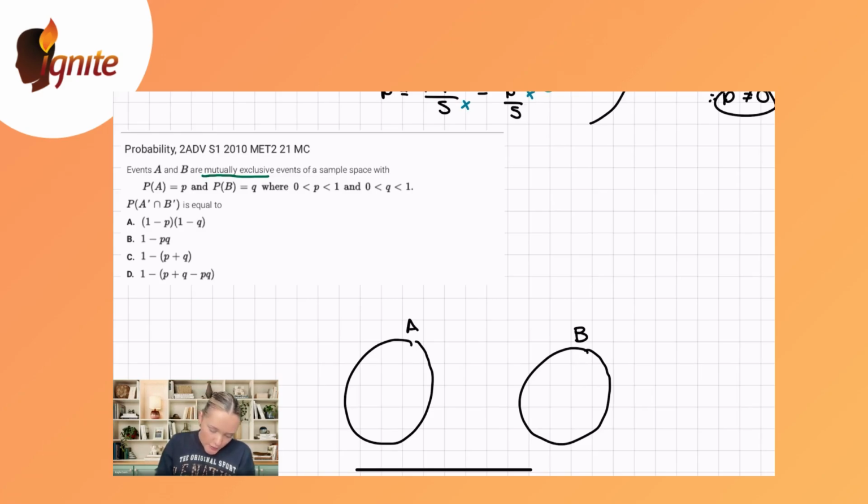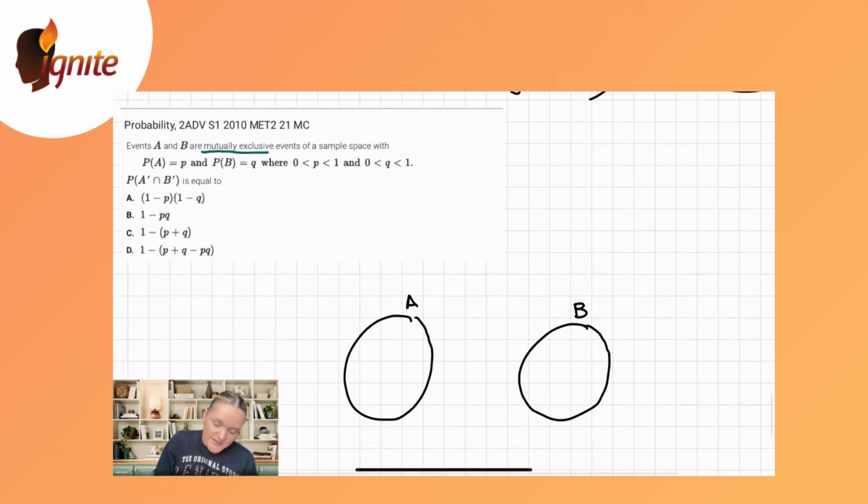Okay, so we're told that my probability of A here, if I want to represent this in my diagram, is going to be P, and my probability of B is going to be Q. And we want to find the probability that it's not in A and not in B. So that's what this means: A complement intersection B complement. What's not in A and not in B.